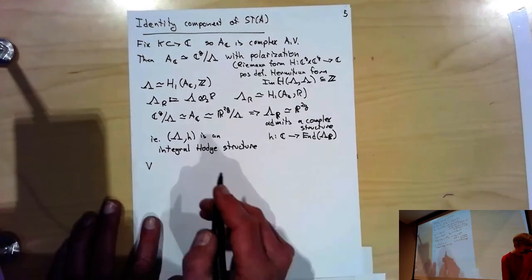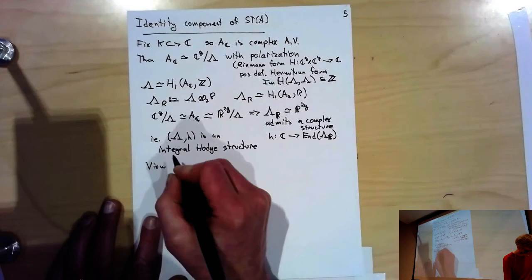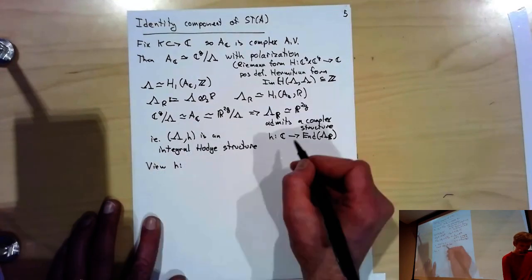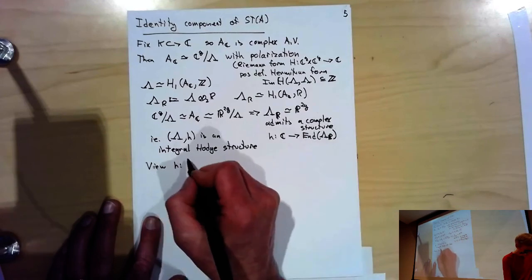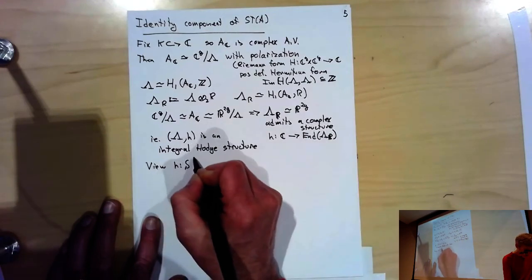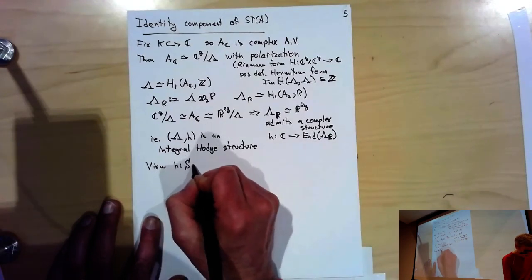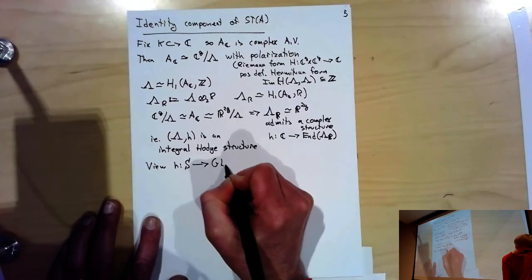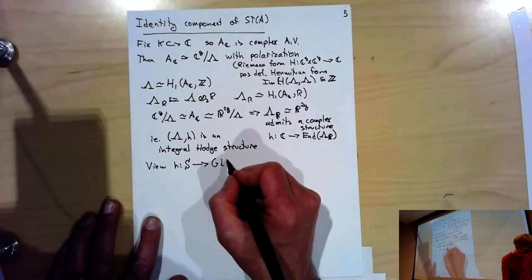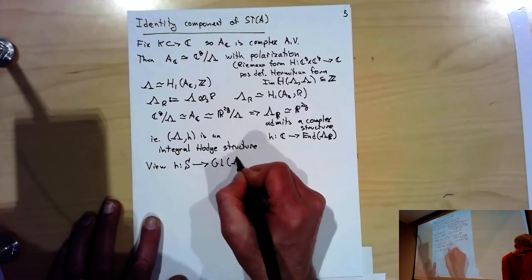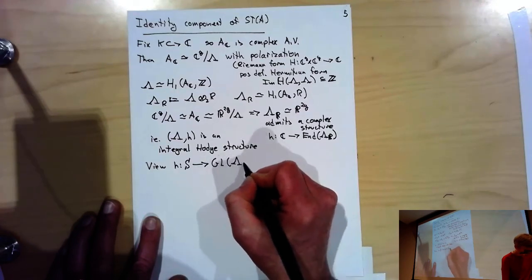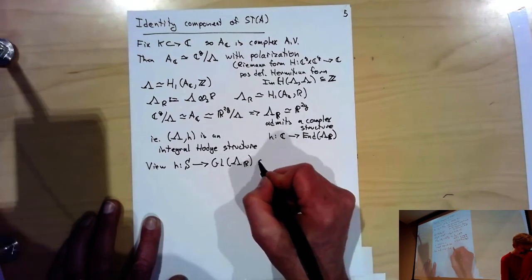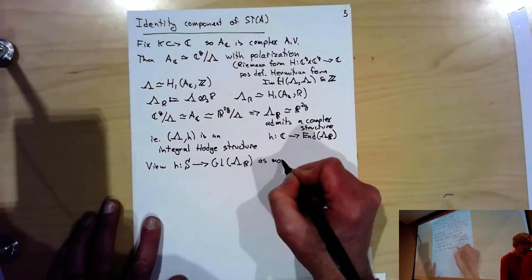Okay. So we're going to view our complex structure, and we're going to forget about the additive part, or the fact that it's actually sitting inside a ring. We're going to just view it as a continuous group homomorphism from S, the Deligne torus, which I'll define in a moment, to GL of our 2g-dimensional real vector space. And we're going to view this as a morphism of algebraic groups.